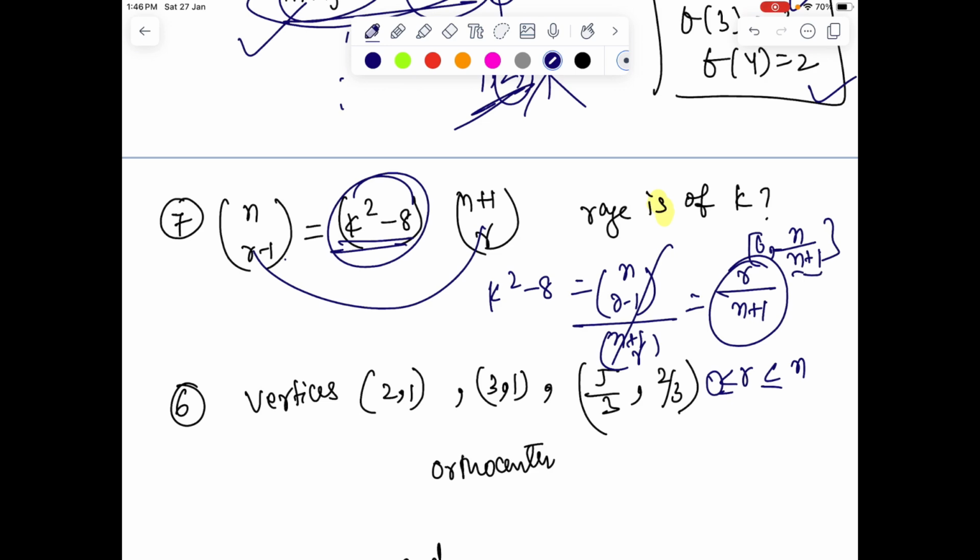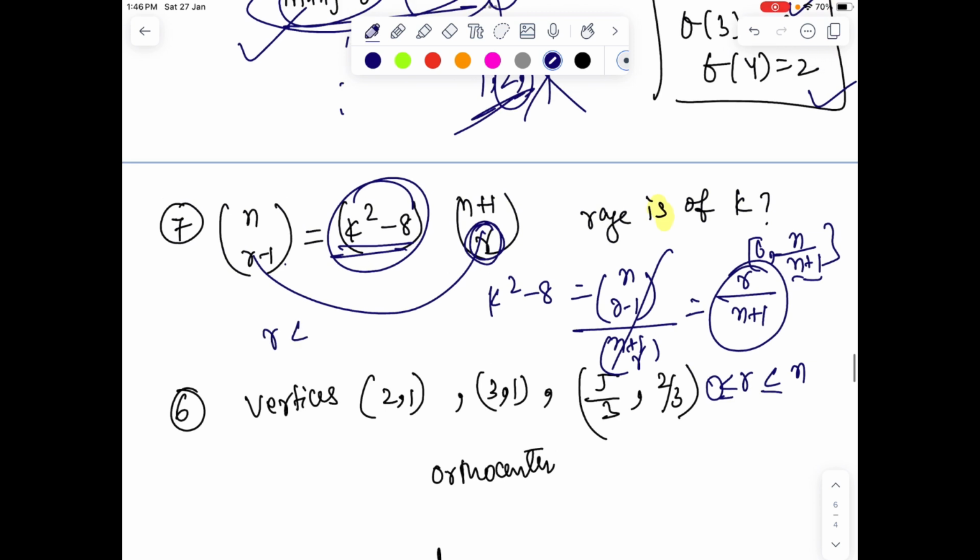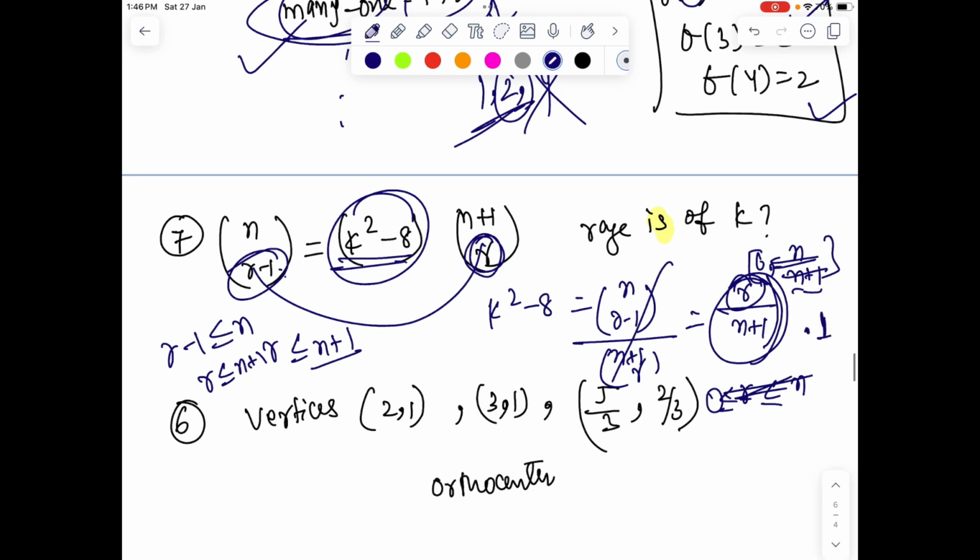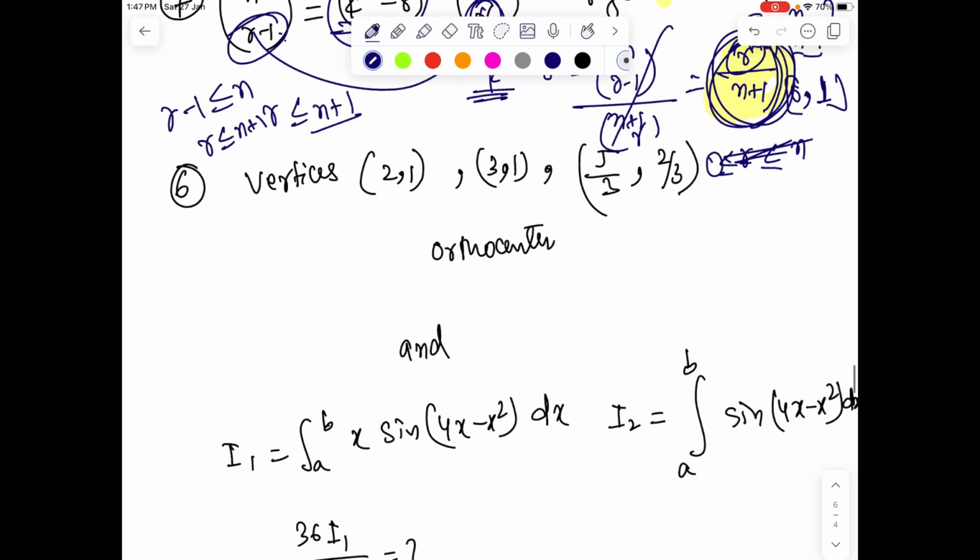So accordingly, there is a restriction on r, right? So r must be less than or equal to n minus 1, and r minus 1 must be less than n from this point. So r must be less than n plus 1. So if r is less than n plus 1, the maximum this can go is up to 1, right? And similarly the minimum it can go to is 0. So we can basically restrict the RHS of this, and accordingly we'll get a restriction on k. So k square will be 8 plus that restriction, so k goes from.